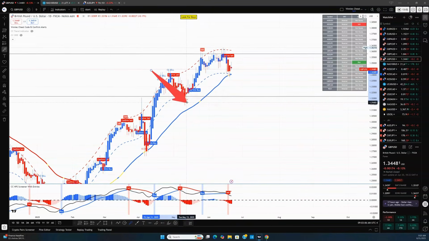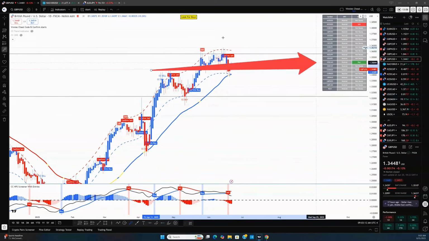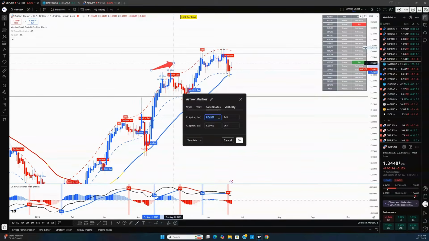All right. In the next part, guys, I'm going to show you how to use this scanner here for your swing trades. That's going to be in the next video.